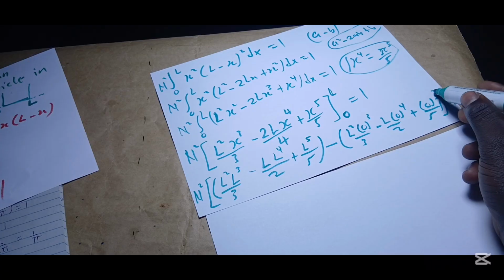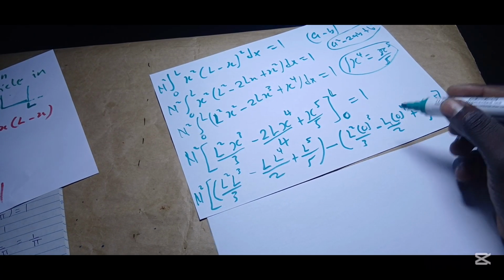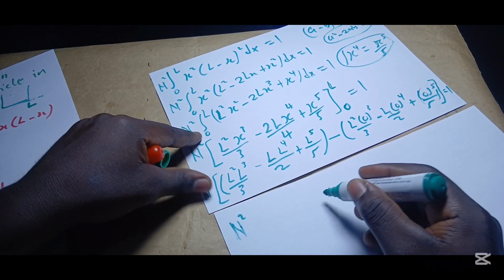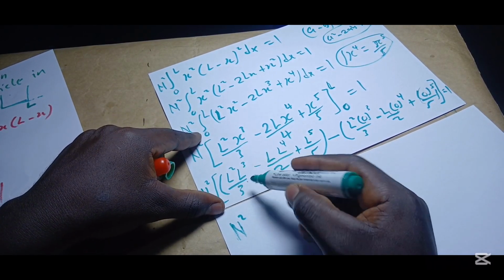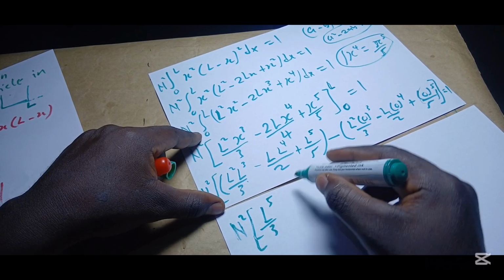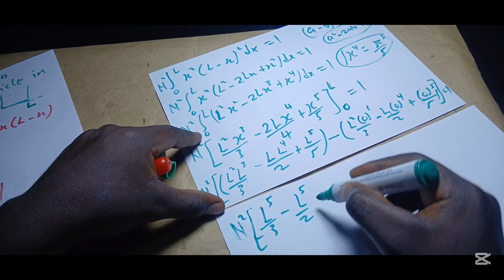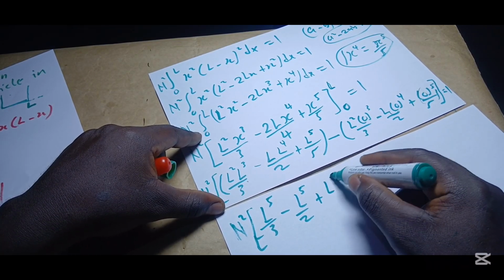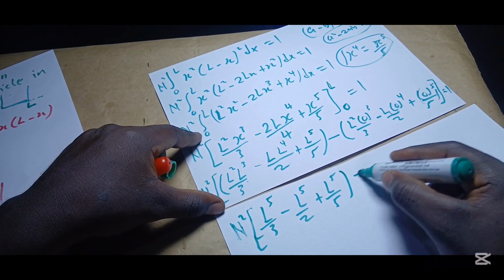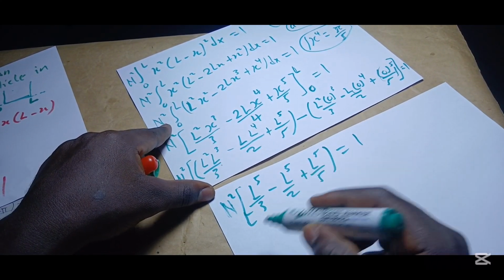So this whole term here becomes 0, this becomes 0, this also becomes 0. So now we can just write this out in terms of this. So N to the power 2, L to the power 2 multiplied by L to the power 3 gives us L to the power 5, right? L to the power 5 over 3. L multiplied by L to the power 4 gives us negative L to the power 5 over 2 plus L to the power 5 over 5. Since this whole term is 0, you can just equate it to 1.